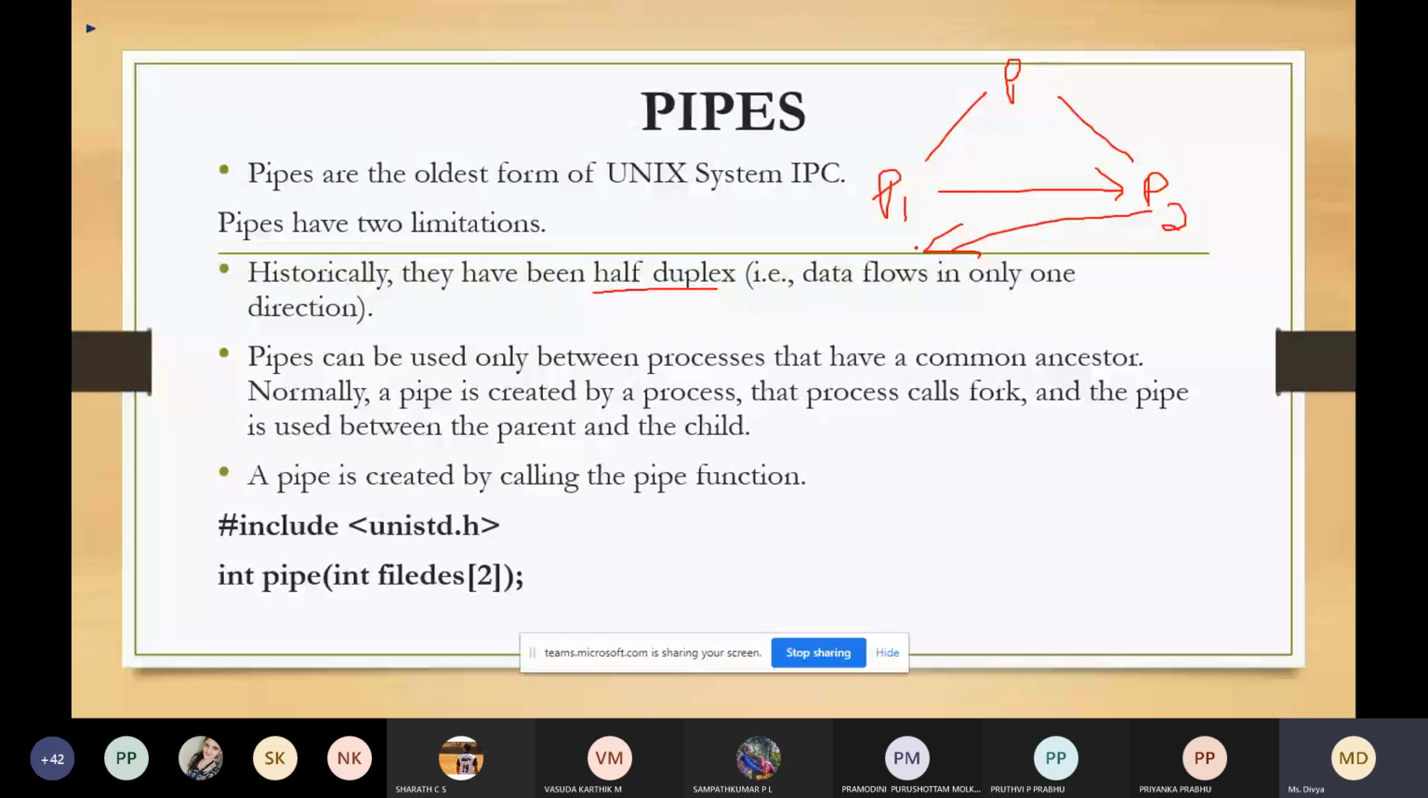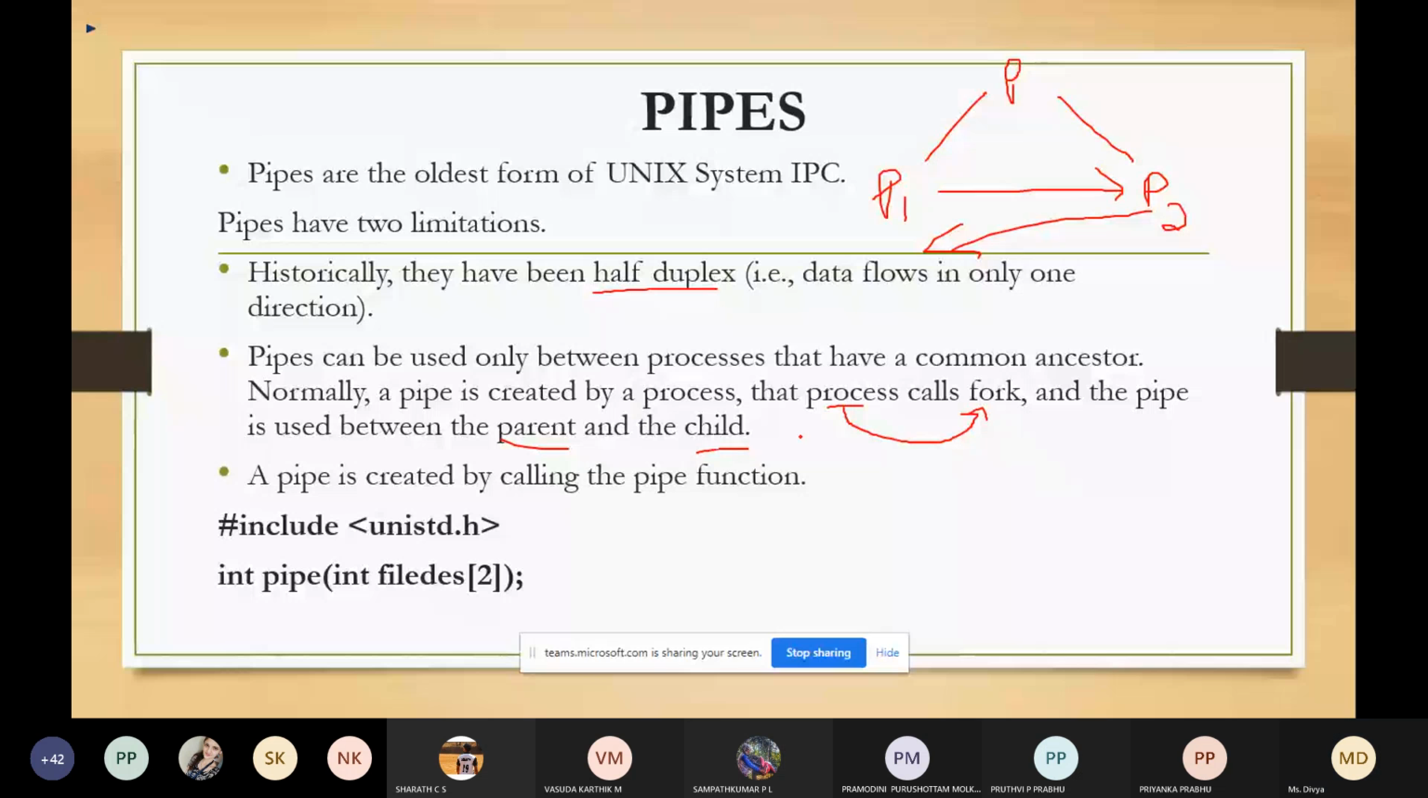So who will create a pipe? A pipe is created by a process which calls the fork system call. After the process calls the fork system call, the pipe will be created between the parent and the child.